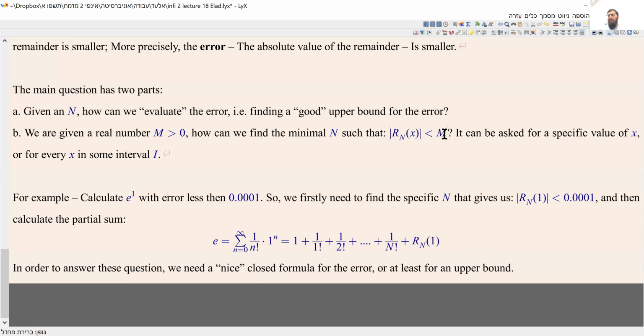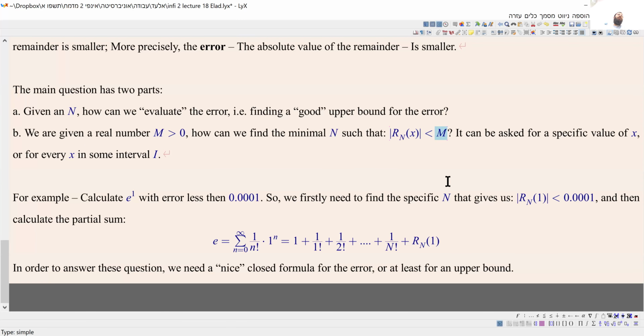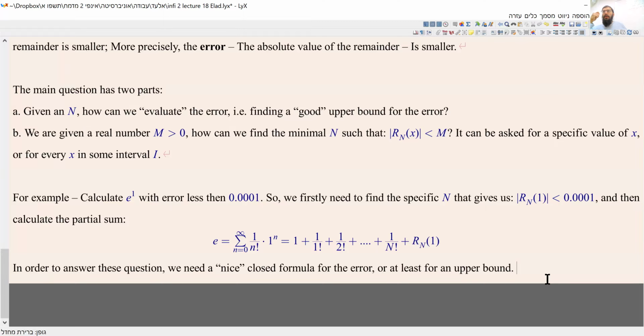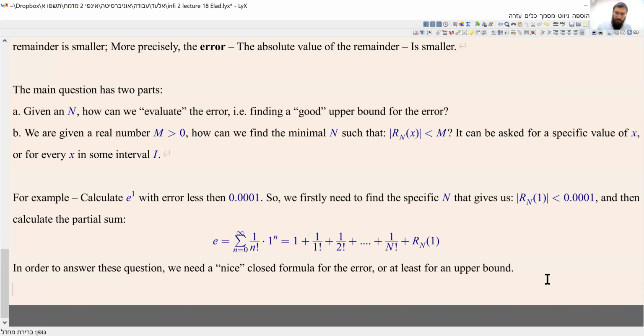It's not true, but if one could say, you know what, always the upper bound for R_n(x) is 1 over N, then for N equals 10,000 we would calculate 10,000 elements and the remainder would be smaller than 1 over 10,000. It is not true to say that the remainder is bounded by 1 over N, but it is true to say that it's bounded by something else.